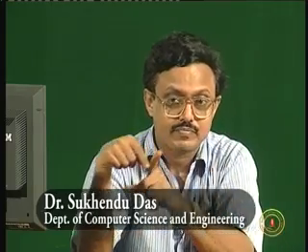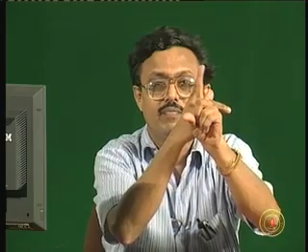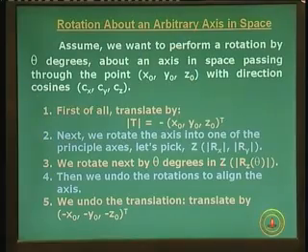So, now we need to first translate the line back to the origin, or the origin to the line, and then orient this axis such that it coincides with one of the axes. It could be x, y or z. Once we do that, we can apply our regular specialized rotation matrices and get the transformation done. So, let us read the steps of the algorithm.